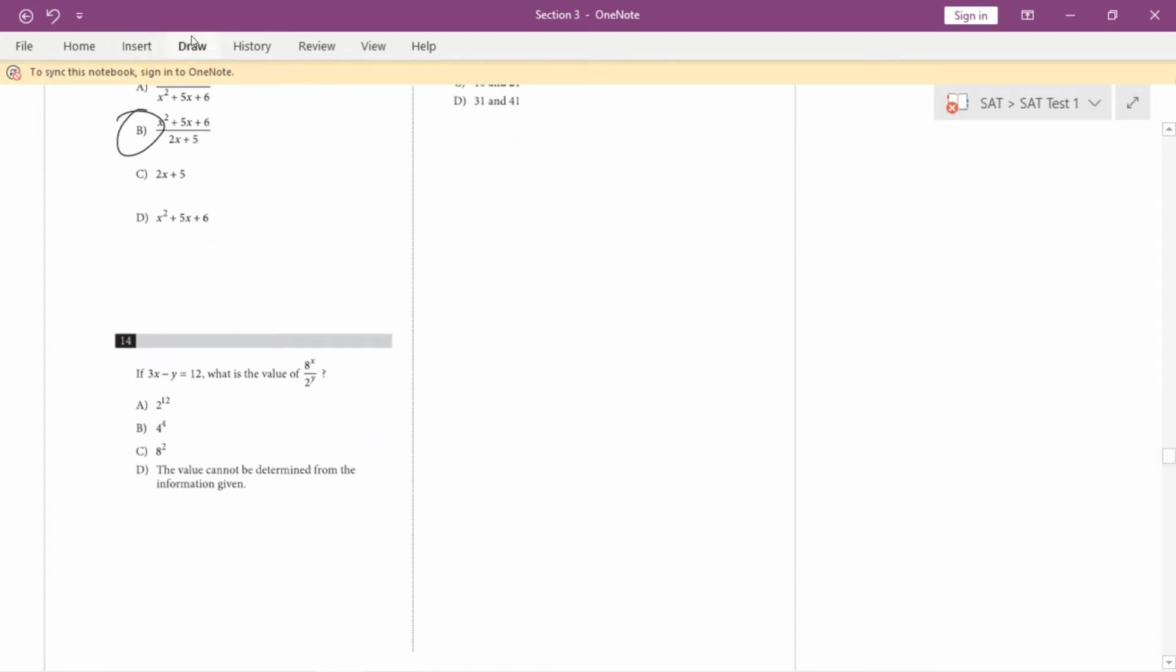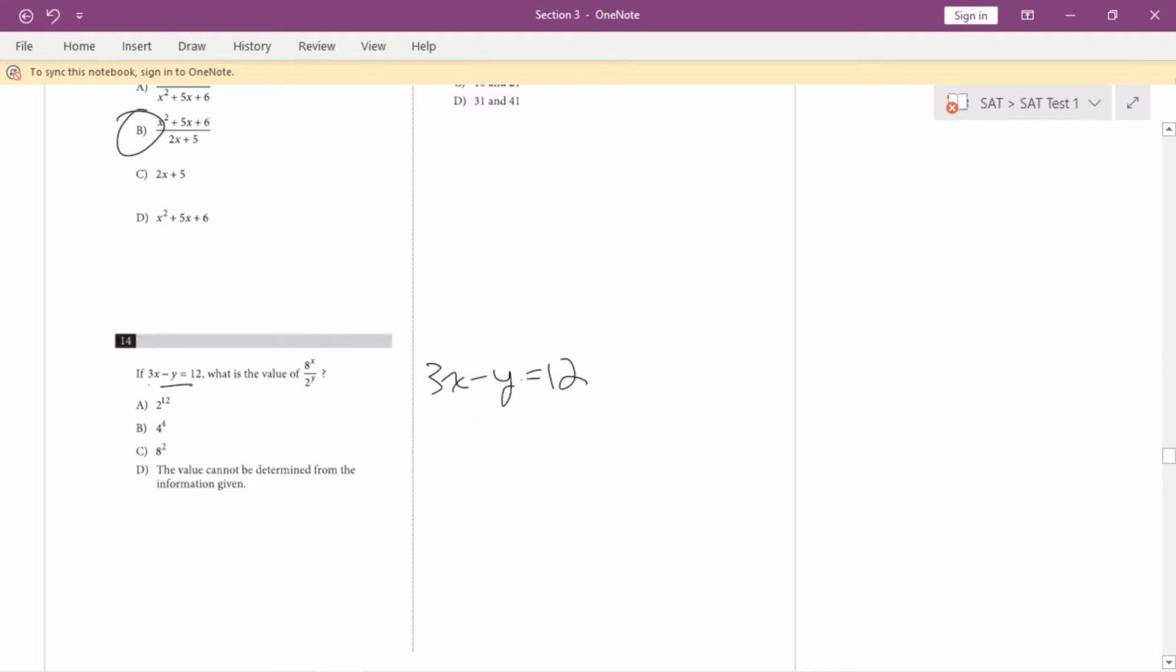Alright, let's take a look at number 14. Number 14 says, if 3x minus y is equal to 12, what is the value of 8 to the x power over 2 to the y power? Let's see, I don't like having x and y, so I'm going to use this equation to make it so I only have one variable. So I'll have 3x minus y is equal to 12.